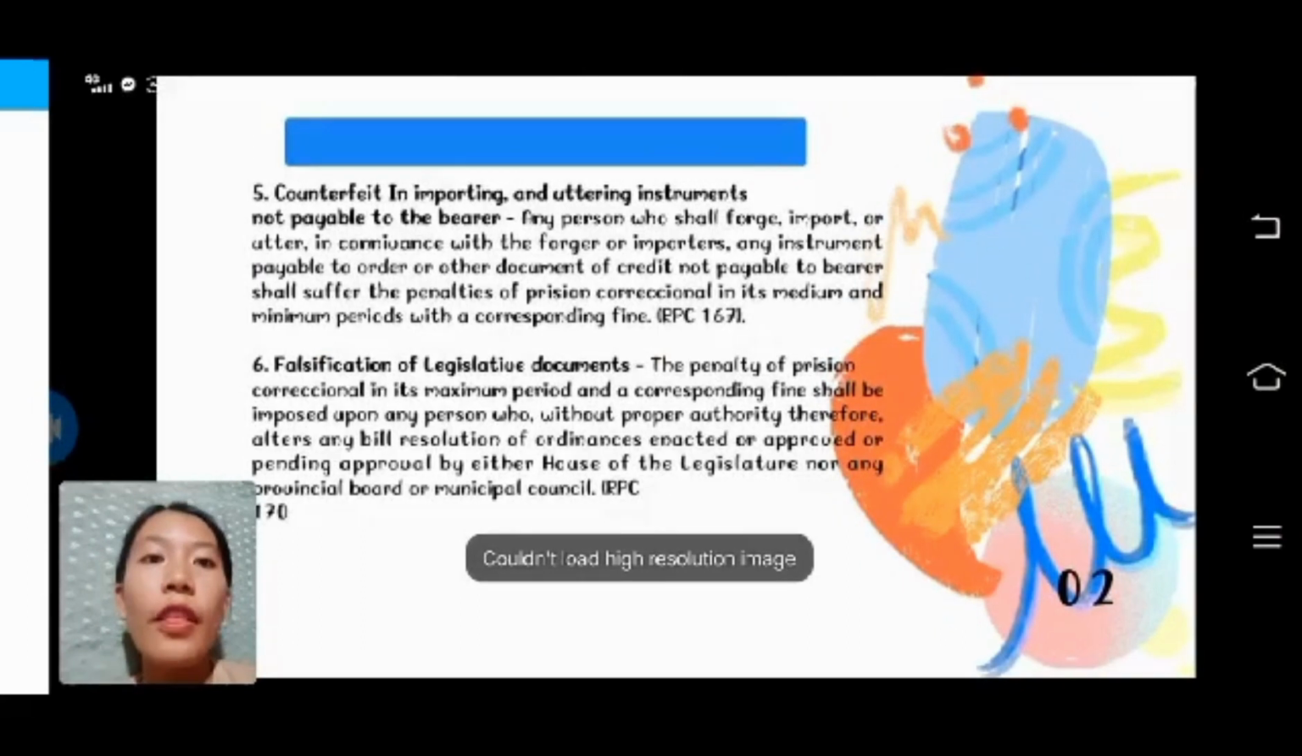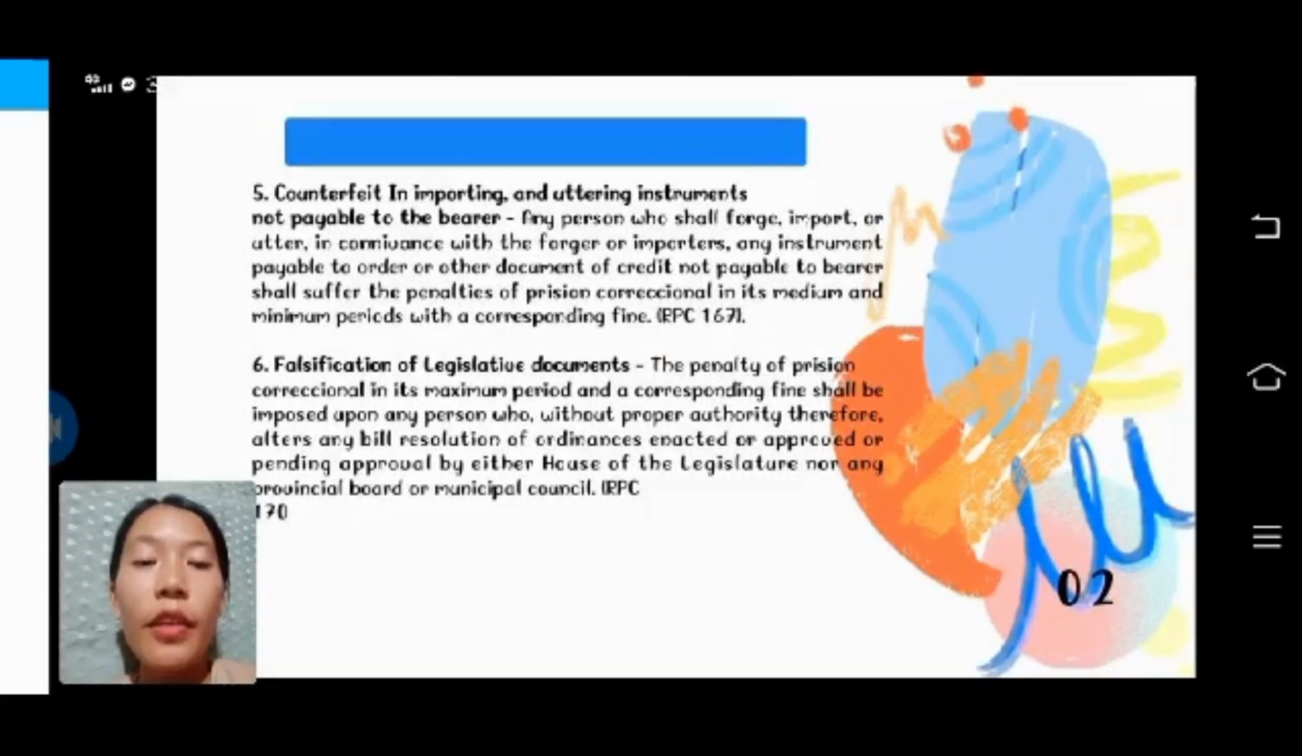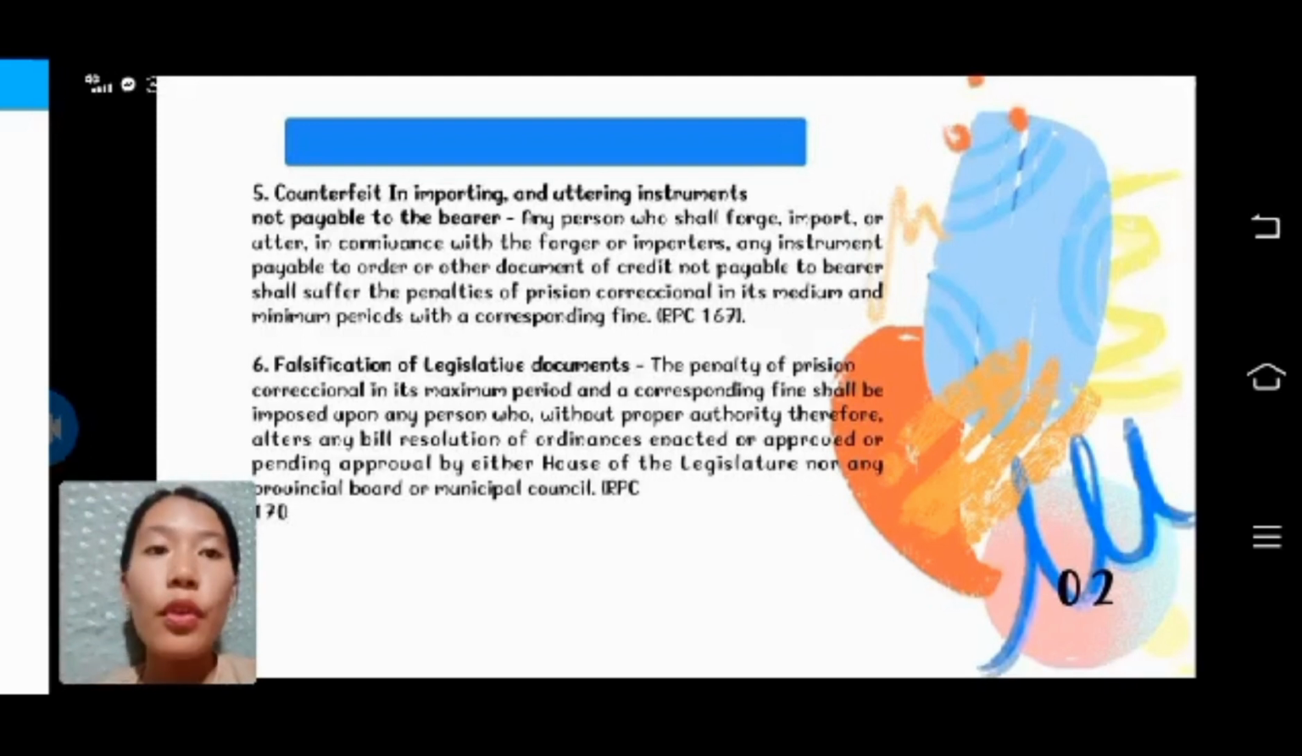Fifth is the counterfeiting, importing, and uttering of instruments not payable to the bearer. Any person who shall forge, import, or utter, in connivance with the forger or importer, any instrument payable to order or other document of credit not payable to bearer shall suffer the penalty of prision correccional in its medium and minimum periods with a corresponding fine.